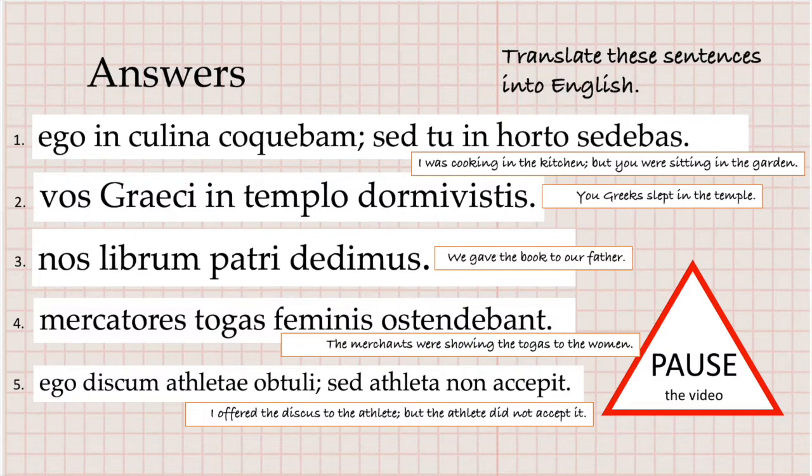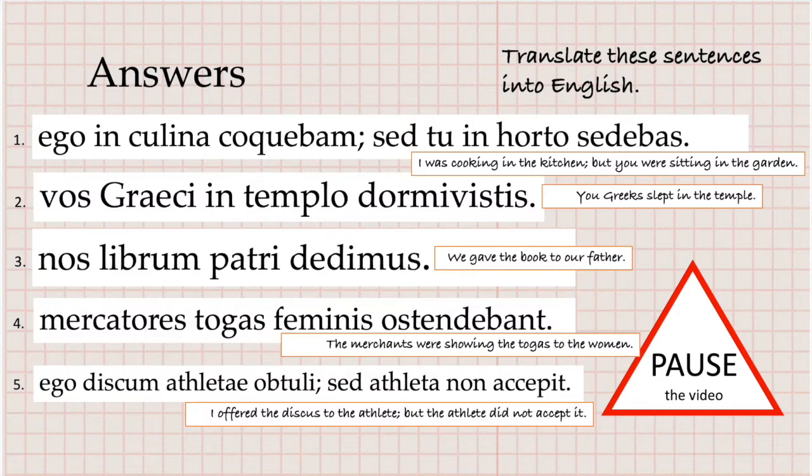Here come your answers. Ego in culina coquebam. I was cooking in the kitchen. Bam, I was. Sed tu in horto sedebas. But you were sitting in the garden. Bas, you were. Vos Graeci in templo dormivistis. You Greeks slept in the temple. Vistis, perfect, second person plural ending. Nos librum patri dedimus. We gave the book to our father.